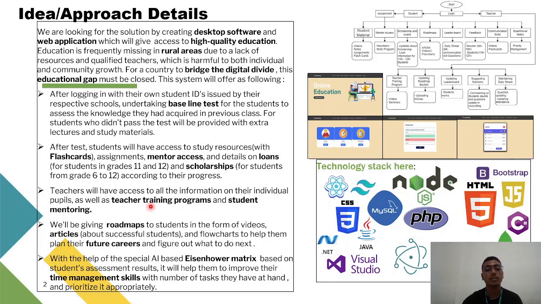We'll take question answers of students according to their interest and accordingly we'll suggest roadmaps. These roadmaps will include videos, articles, flowcharts to help them plan their future. One of the main pillars of our software is the AI-based Eisenhower matrix. This Eisenhower matrix is customized based on assessment results of students. Using this algorithm, the software will suggest the topics for improvement to students according to their performance and effectively prioritize the tasks.